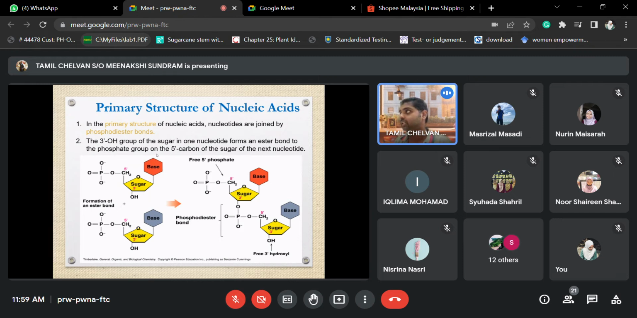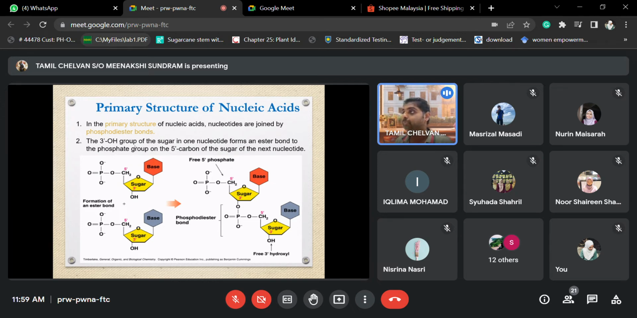This is the primary structure of nucleic acid. Nucleotides are bound by phosphodiester bonds. So kat sini dia connect. This is one nucleotide, this is another nucleotide. So the connection dia adalah dekat sini, yang I tulis phosphodiester bond.